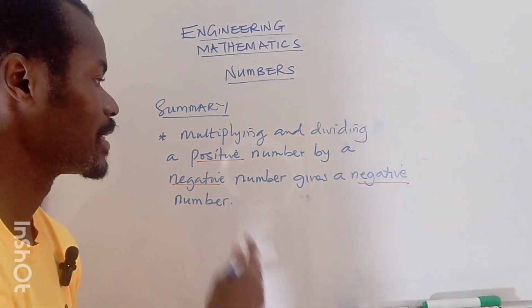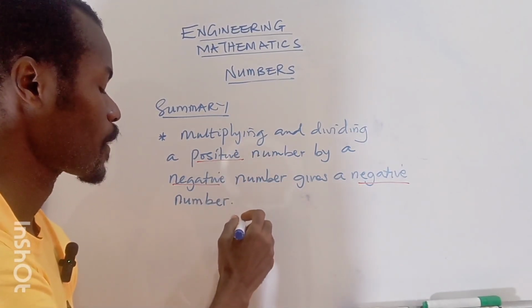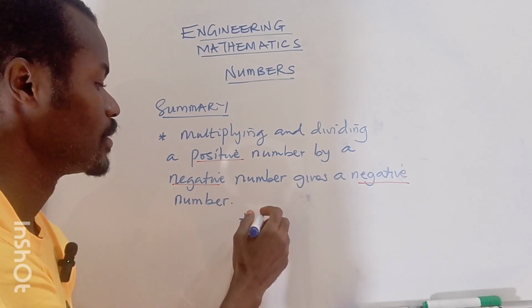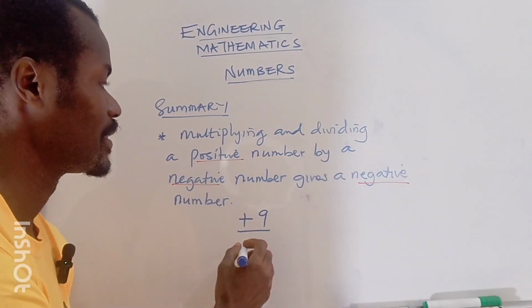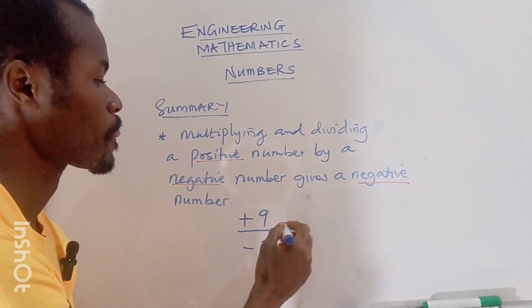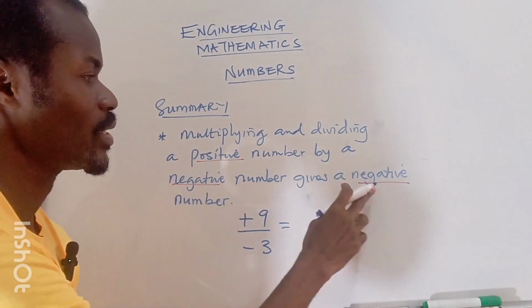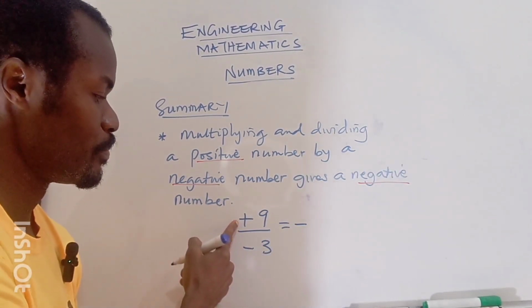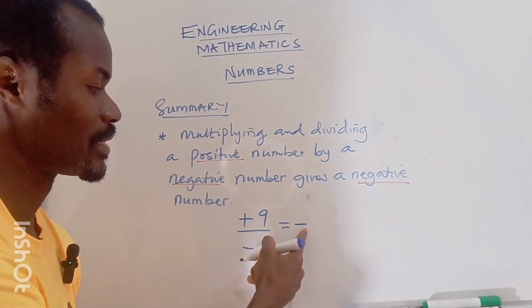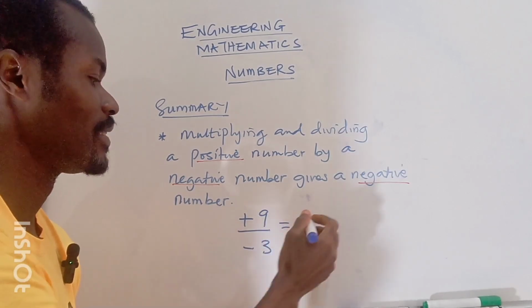What do I mean by that? For the first case, let's say we have a positive number. Let's say we have plus 9 divided by a negative number, let's say minus 3. Whenever you have this case, your answer should always be negative. So plus divided by minus is minus, 9 divided by 3 is 3.